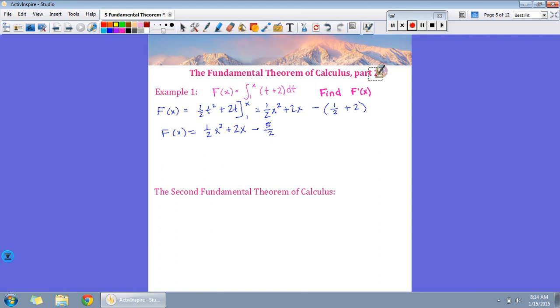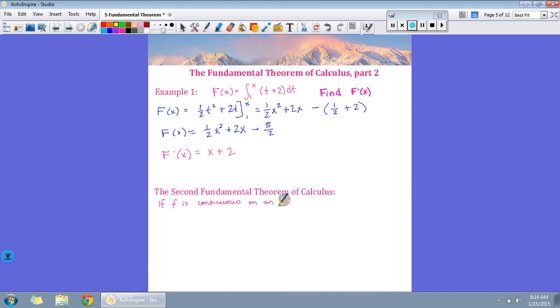And our goal of the problem is to find capital F prime of x, and so now we're going to take the derivative. And we get x plus 2. If you notice, x plus 2 is pretty much the same thing as t plus 2, it just has an x. And so we make this the second fundamental theorem of calculus.